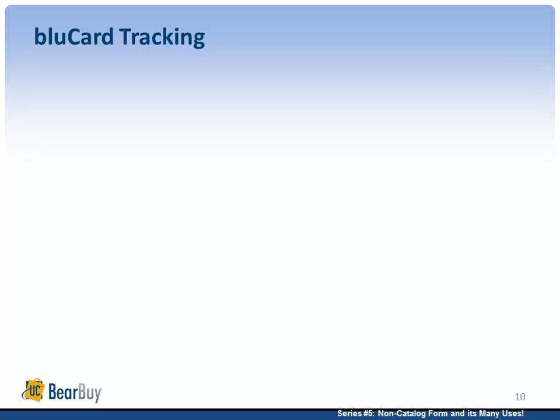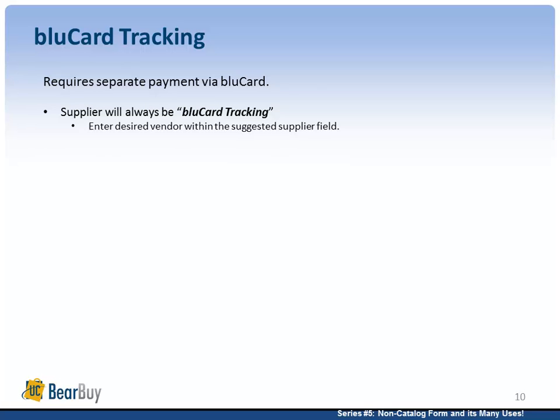Now let's go over Blue Card tracking a little bit more. So when selecting Blue Card tracking as a supplier, this means that separate payment will be made on a Blue Card. In other words, payment will not be made through BearBuy. Instead, someone will have to use their Blue Card to purchase this item. So again, the supplier will always be Blue Card tracking. You'll have to enter your desired vendor information within the suggested supplier fields. So what this does is that it doesn't require you to create a new vendor file for this supplier since you're using a Blue Card to pay them.